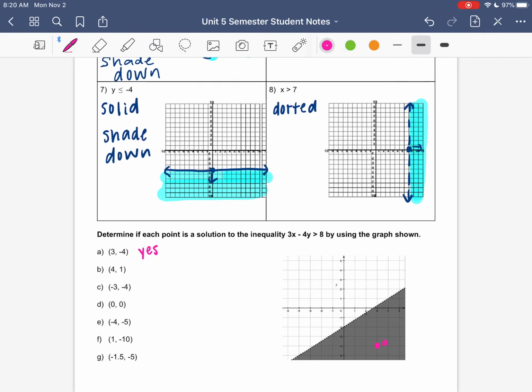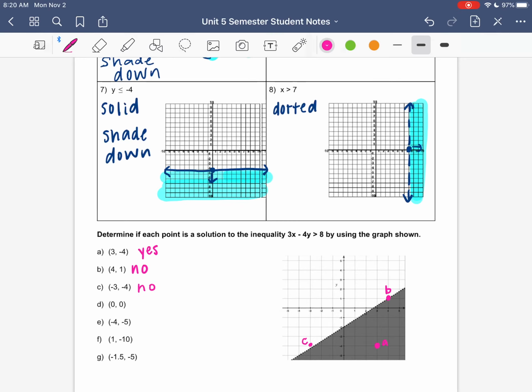Let's do another one. If I graph B, 4, 1, that would be right here. Now that's on a dotted line. Dotted lines are not included in our solution set, so that would be a no. We'll do one more together. -3, -4 would be over here. That's point C. That would be just barely in our non-shaded region, so that is not a solution.